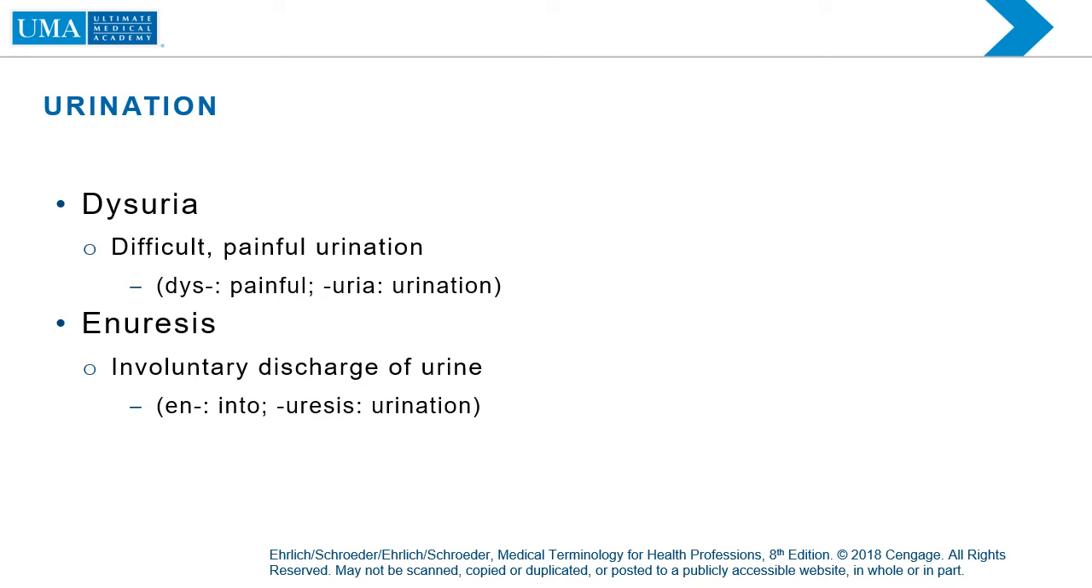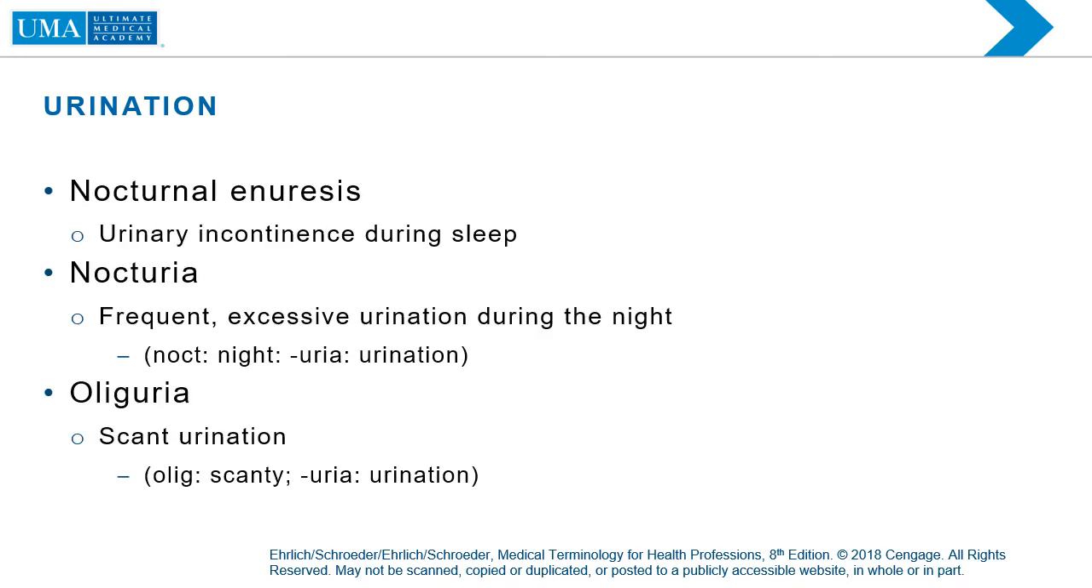Next, we have enuresis, and this would be the involuntary discharge of urine. En meaning into, and uresis again meaning urination. So we have enuresis. There's also the condition nocturnal enuresis, and this would be urinary incontinence during our sleep. It's also known as bedwetting. Keep in mind, the term nocturnal means pertaining to night.